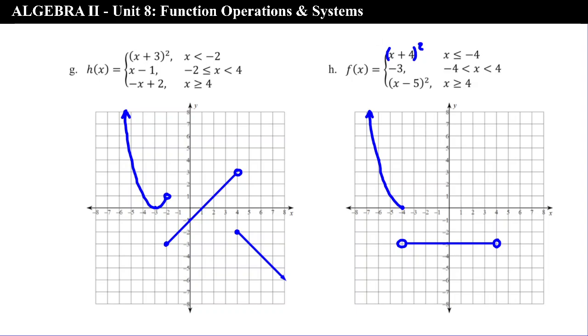And then finally, for this last part, we have another parabola, but this time it is translated to the right 5. So we're going to have our vertex here. We're going to go over 1 and up 1 here, and we will include this end. And then we're going to go over 1, up 1 here, over 2, up 4, and so we draw our parabola from there. And there is that piecewise function.